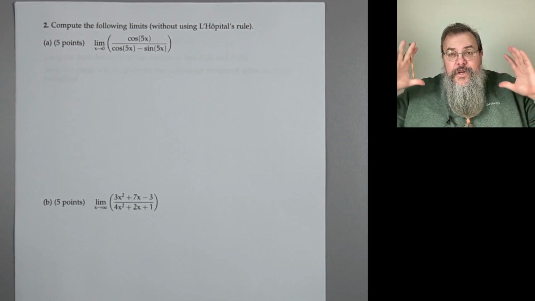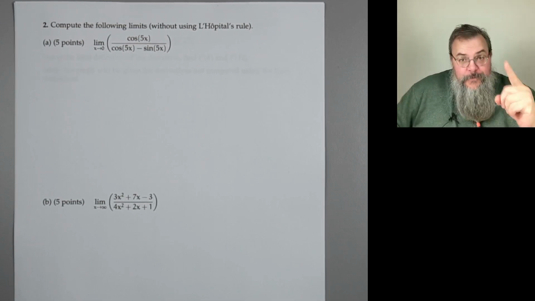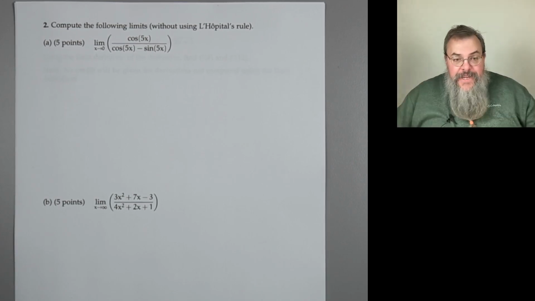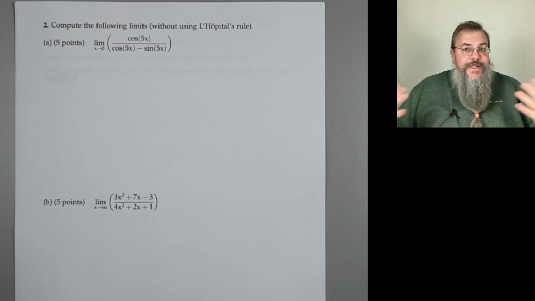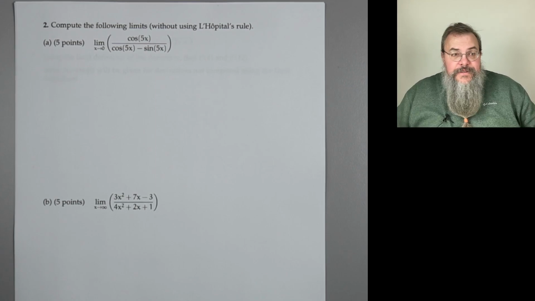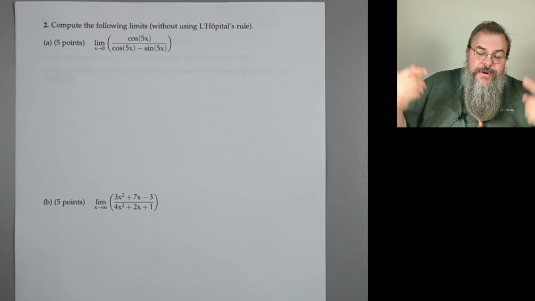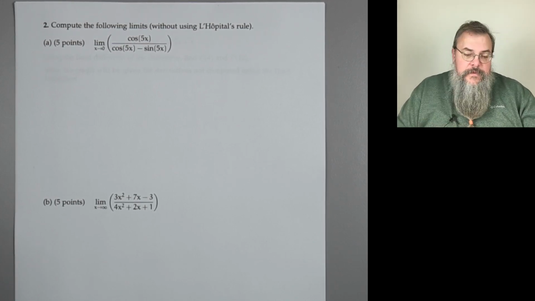Now, when you're dealing with limits, what's the first thing you do? The first thing you do, plug it in. You plug it in, and you ask, do I get a number? And if you do, you're done. Do I get 0 over 0? More work. Infinity over infinity, more work, right? But if you get a number, you're done. So you should always plug in first.